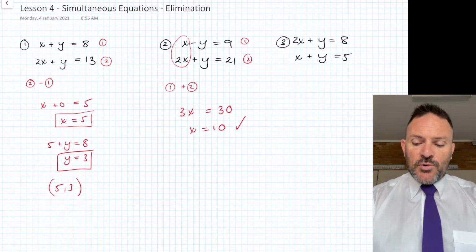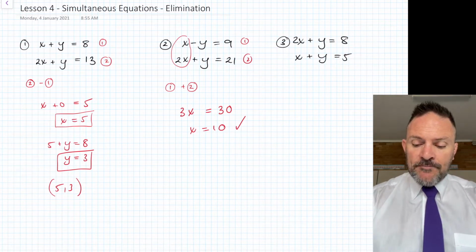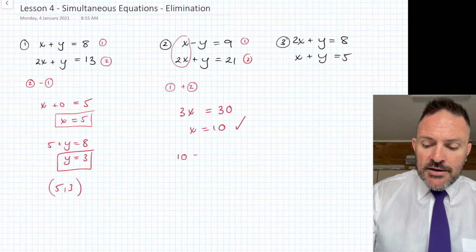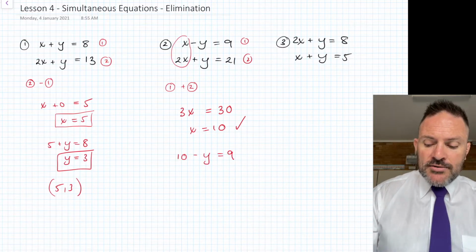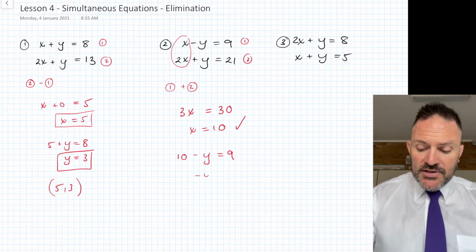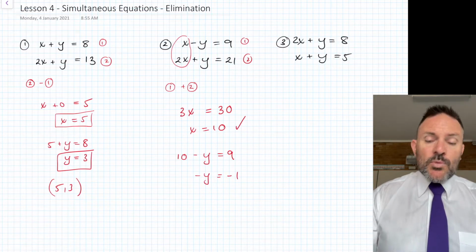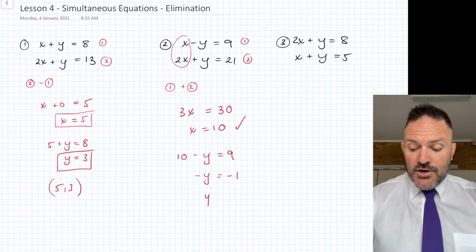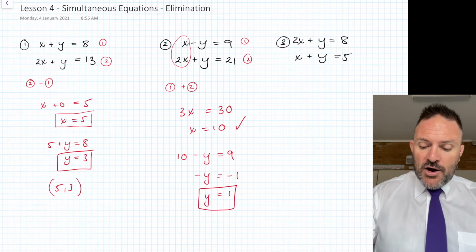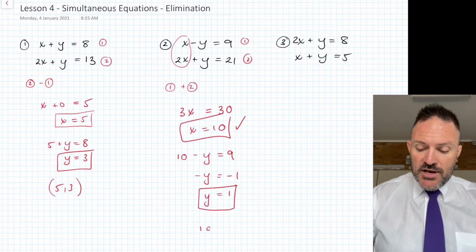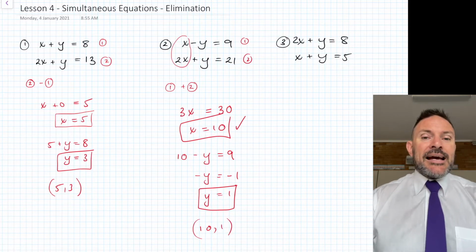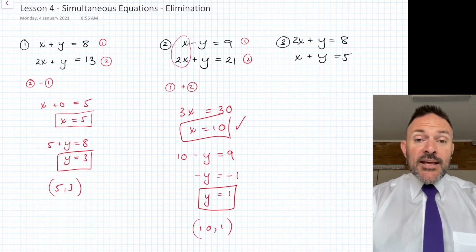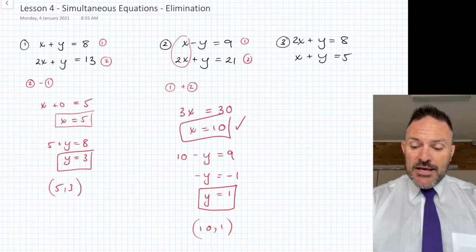Now I'm going to look at the equations. I'm going to use the first equation because it looks a bit easier. I'm going to sub that in. 10 minus y equals 9. I'm going to subtract the 10 across. Minus y equals minus 1. I'm going to move the negative across. y equals positive 1. I now have my two solutions, 10, 1, as an ordinate or a coordinate. There you go. Simples, right?